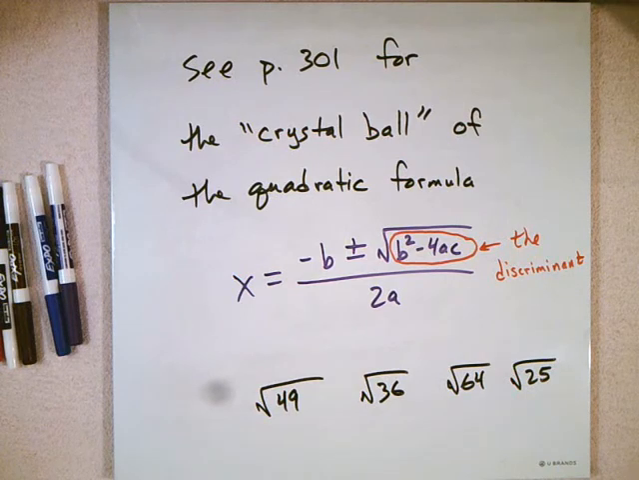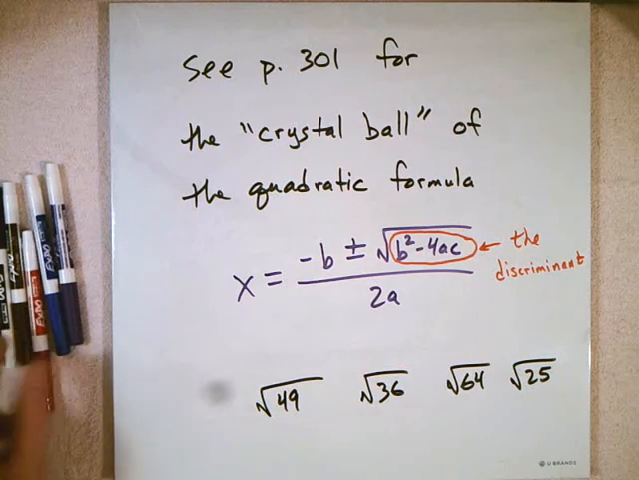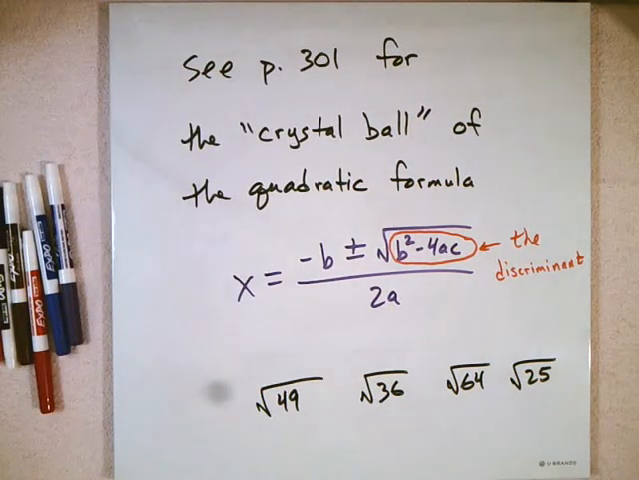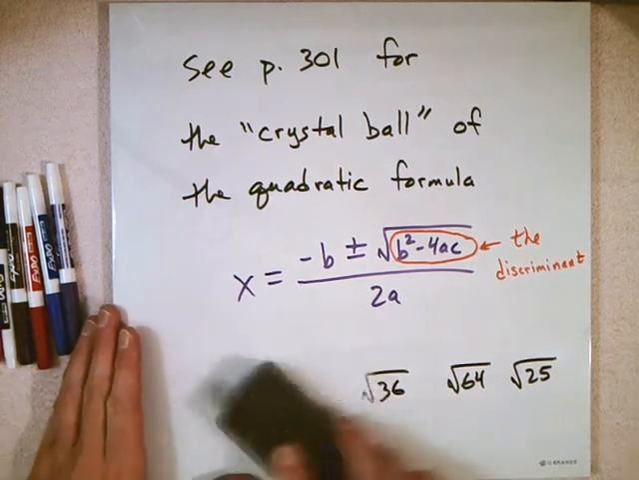So that's the crystal ball I'm referring to on page 301. You might want to take a quick look at that because it's kind of interesting. Though you don't need to know that to solve the problem, just letting you know, don't waste your time trying to factor if the discriminant is not a perfect square.